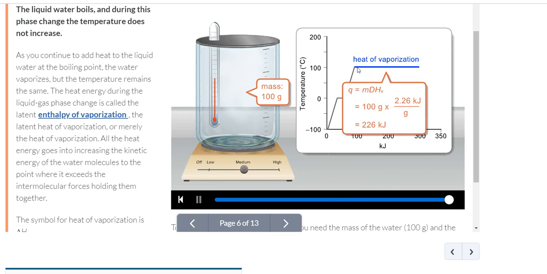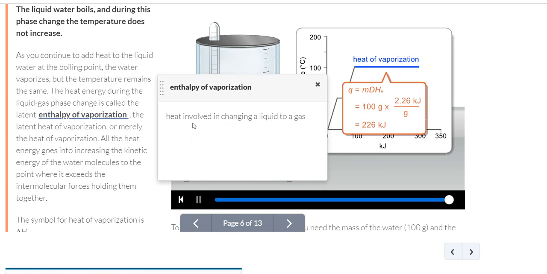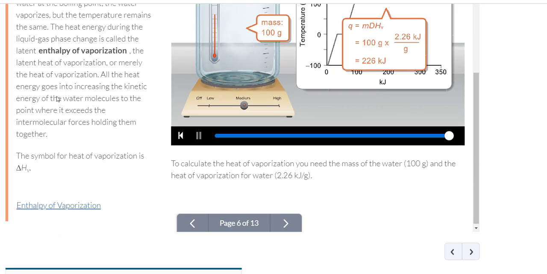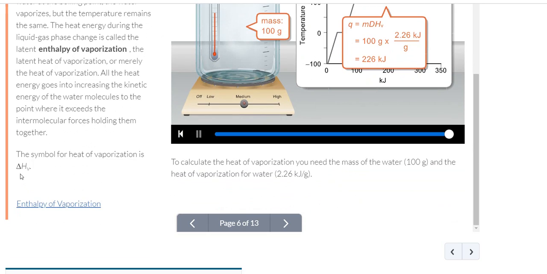So we call that process the heat of vaporization, the heat involved in a change from a liquid to a gas. So how much energy did we use here, right? So we're going to use that old equation, Q equals mass times the heat of vaporization. That's what this is standing for. That should be the little delta H symbol right there.